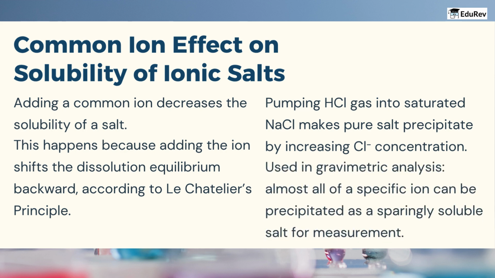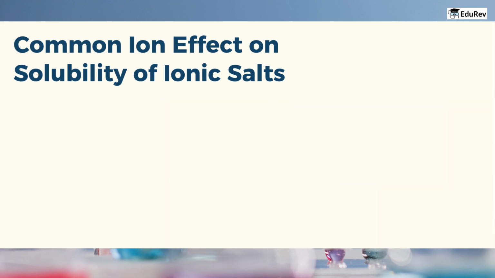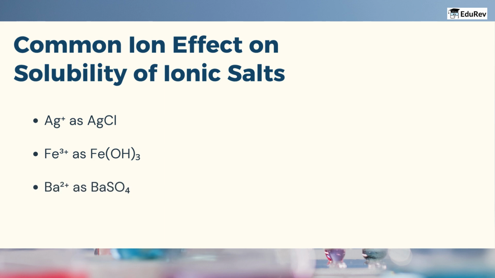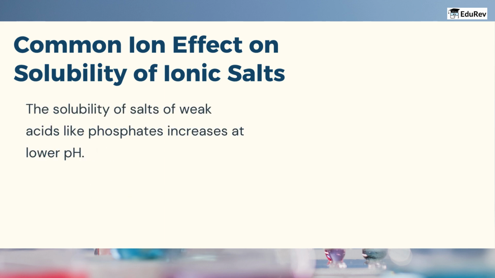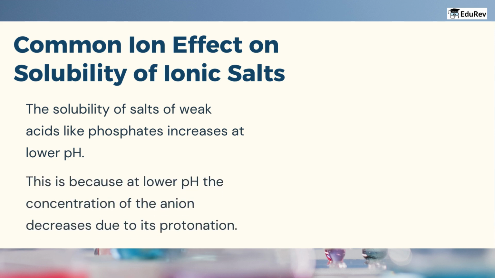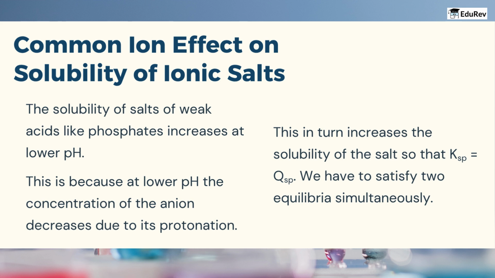This principle is used in gravimetric analysis, where specific ions are precipitated as sparingly soluble salts. Examples include silver ions as silver chloride, ferric ions as ferric hydroxide, barium ions as barium sulfate. The solubility of salts of weak acids like phosphates increases at lower pH. This is because at lower pH, the concentration of the anion decreases due to its protonation. This in turn increases the solubility of the salt so that Ksp is equal to Qsp.